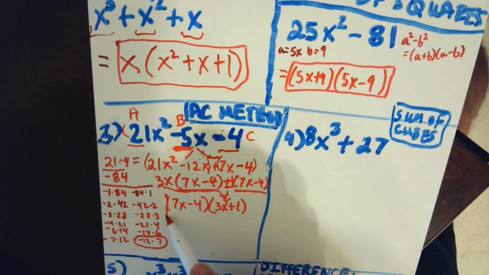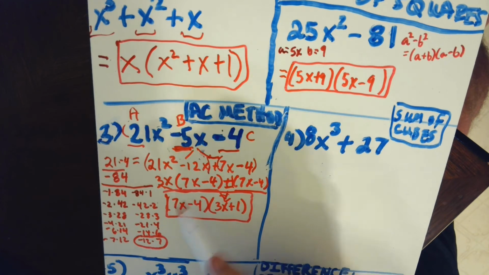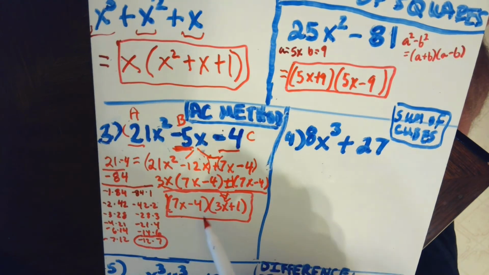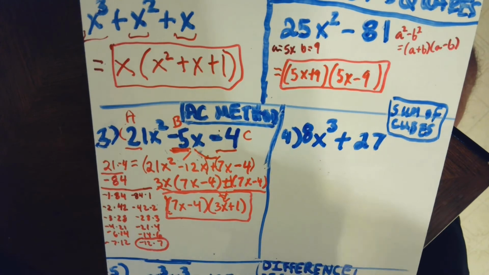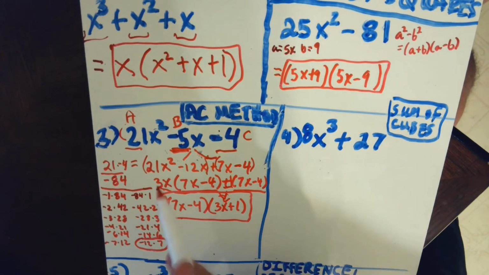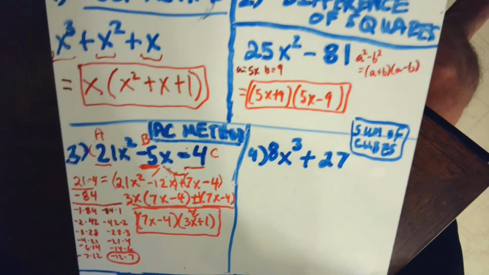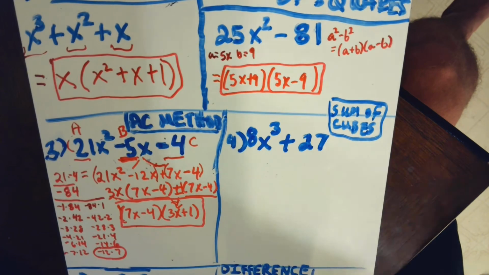So now this is fully factored via the AC method. It's 7x minus 4 times 3x plus 1. AC method's probably the most involved, and I actually realized I chose a slightly difficult example computationally, so usually, like for a test or something, it might not be this hard. So let's move on to the next example. We have a sum of cubes.